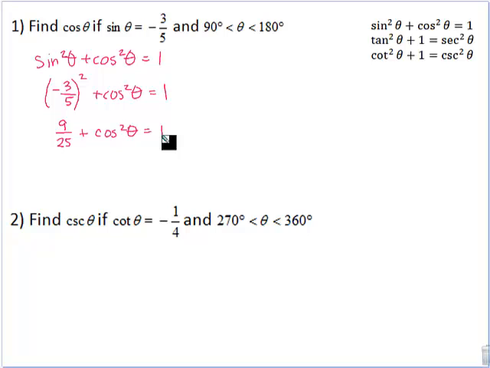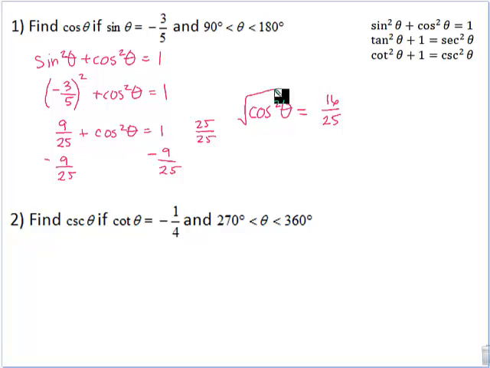How do you get cosine alone? Yep, subtract 9/25. Okay, so if we're subtracting 9/25 from 1, remember when you're dealing with fractions, you always want to think about common denominators. So if this is 1, you really want to think about it as 25 over 25. So we have the common denominator there. And what do we get? Cosine squared of theta should be equal to 16/25.